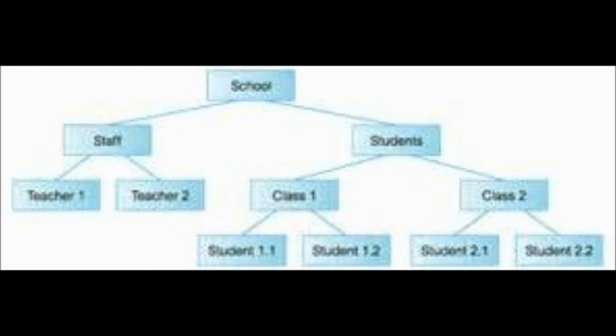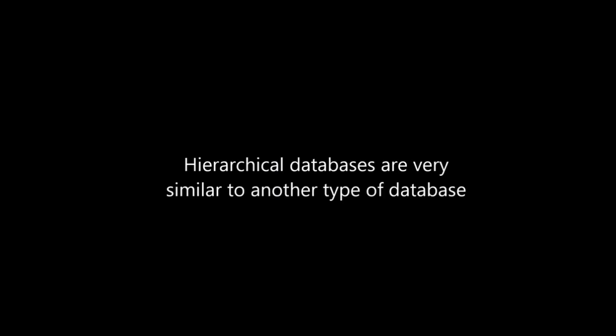This type of database makes data very easy to find, however it can often be hard to find what the data is linked to. There is a lot of redundancy due to duplicate information. So it is therefore not the best database to use for a large amount of data. Hierarchical databases are very similar to another type of database. These are called network databases.